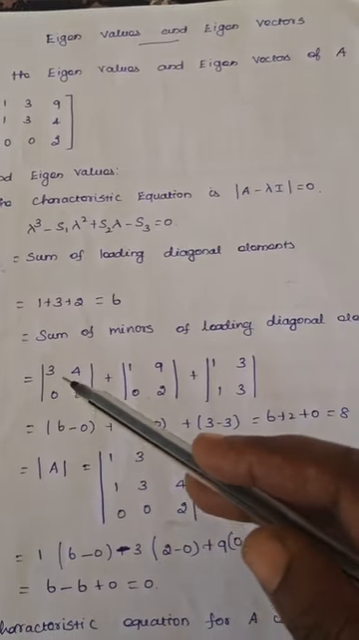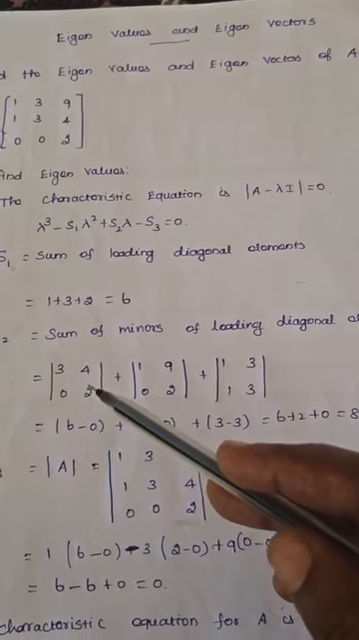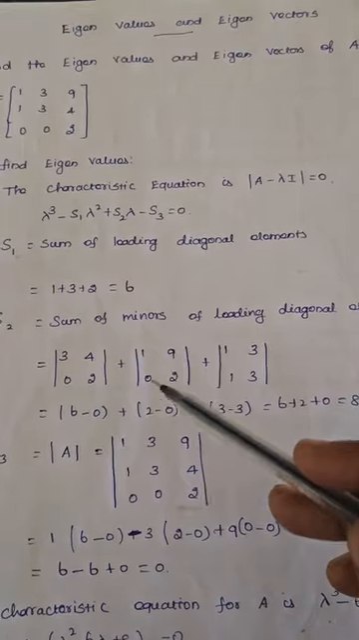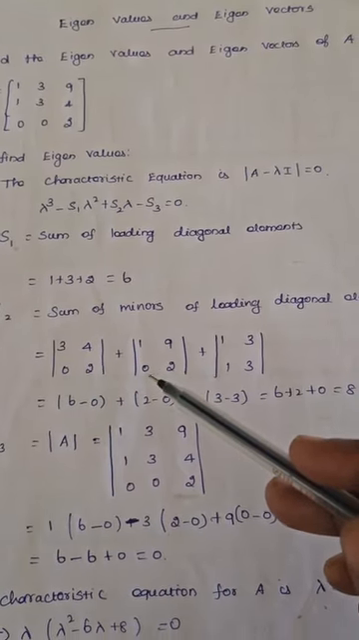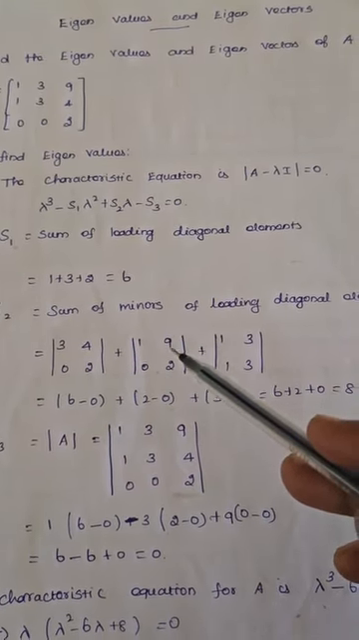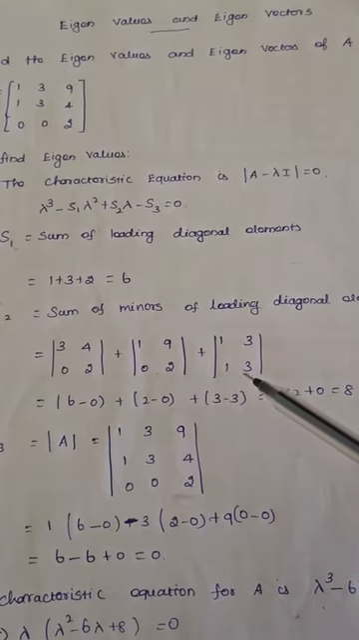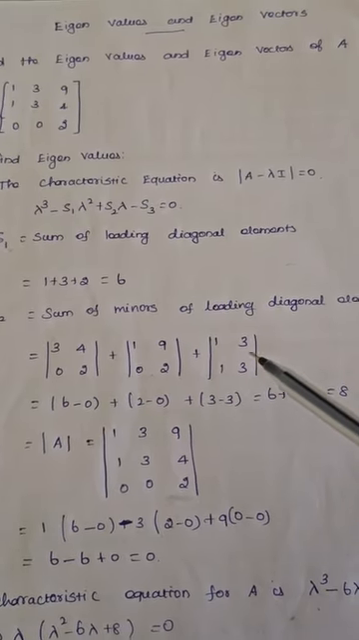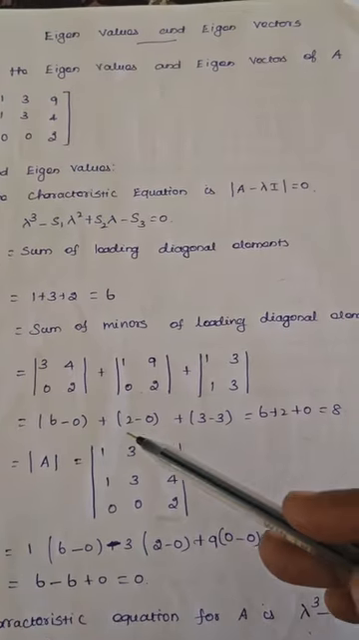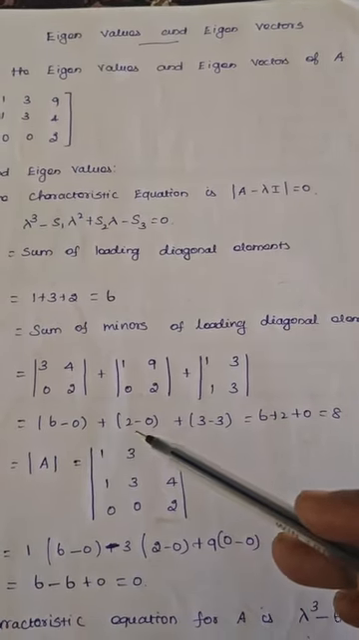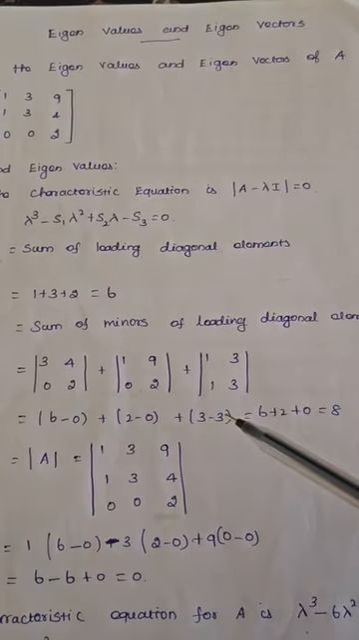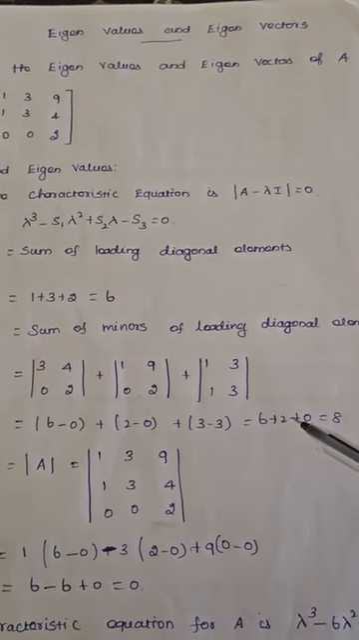That equals 3 into 2 is 6 minus 0, plus 1 into 2 is 2 minus 0 into 9 is 0, plus 1 into 3 is 3 minus 1 into 3 is 3. The first value is 6, plus the second value 2, and the last value is 0. The total answer is 8.